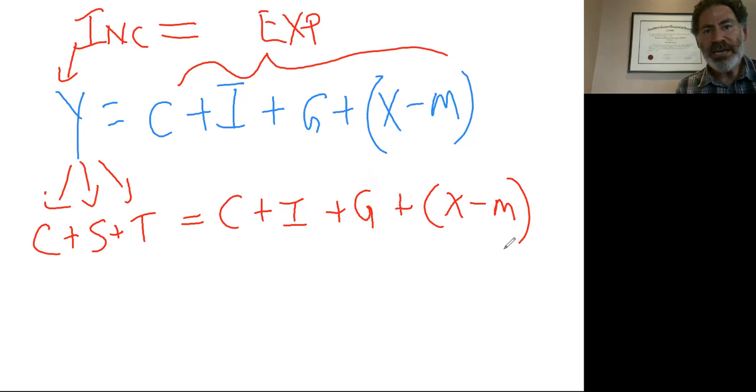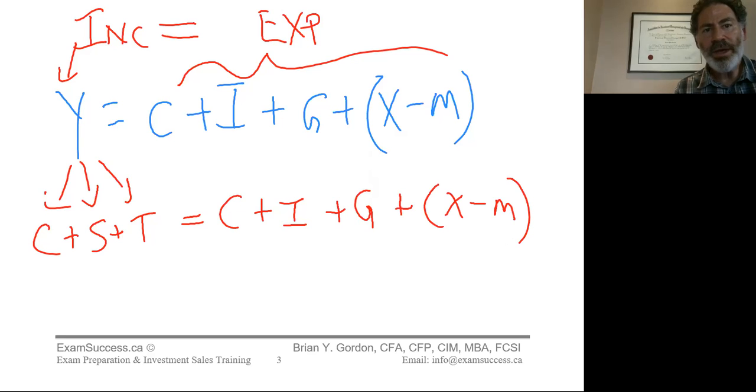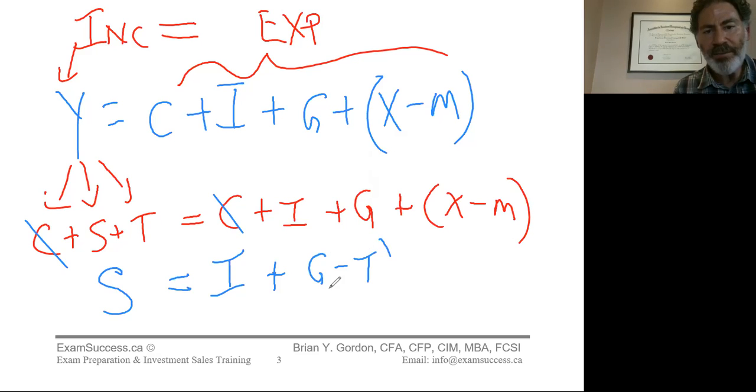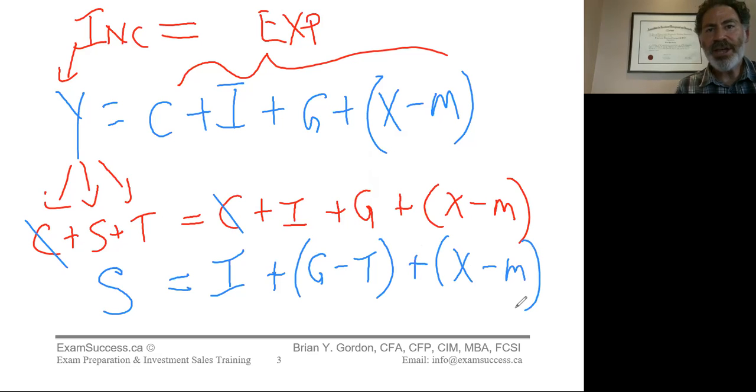So let's see here. The consumer spending is on both sides of this equation, so C will cancel. What are we left with? I'll write it out here. Savings, and I'll bring the taxes over to the other side. Savings is equal to investments plus G minus T, I'll put that in a bracket, that's the fiscal balance, plus exports minus imports, this is the trade balance. So this is the fundamental relationship.